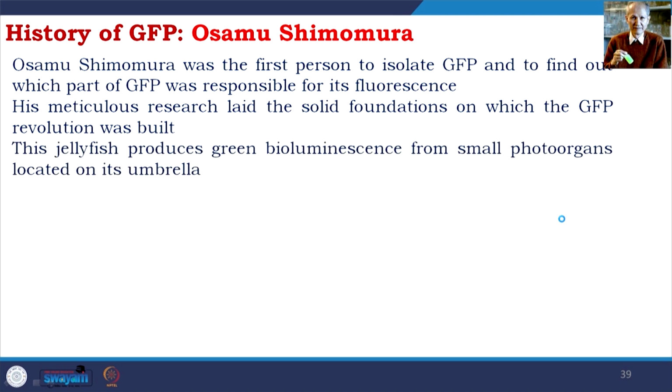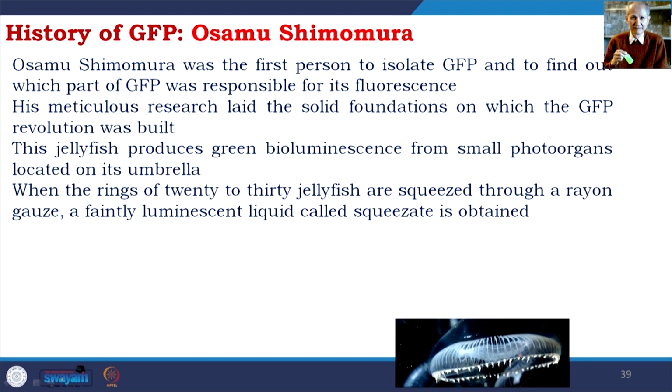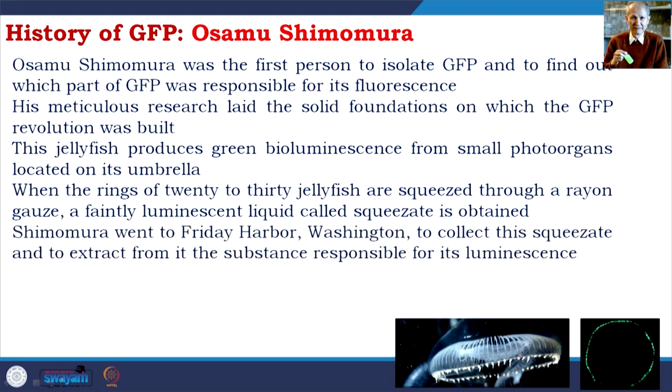This jellyfish produces green bioluminescence from small photo organs located in its umbrella. If you see, this is the umbrella of the jellyfish and these small white things are the photo organs. When the rings of 20 to 30 jellyfish are squeezed through a layer of gauze, a faintly luminescent liquid called squeezate is obtained. This is the squeezate, this green thing.